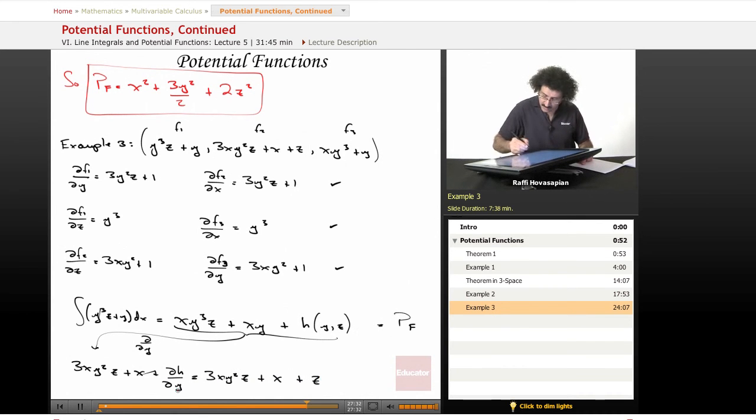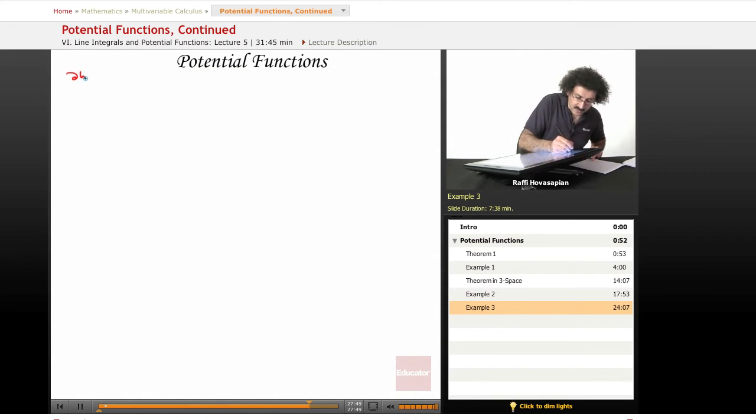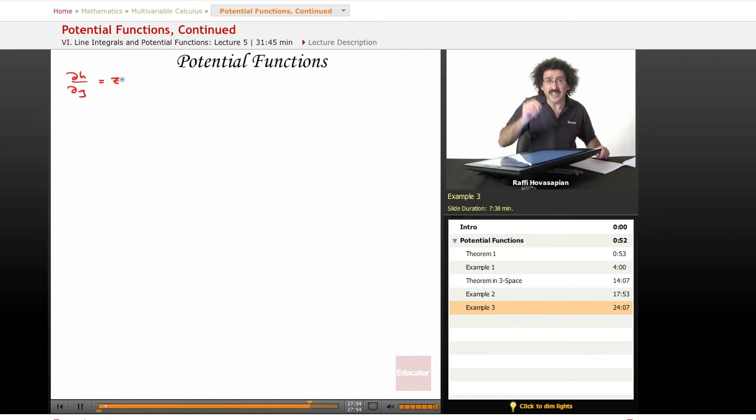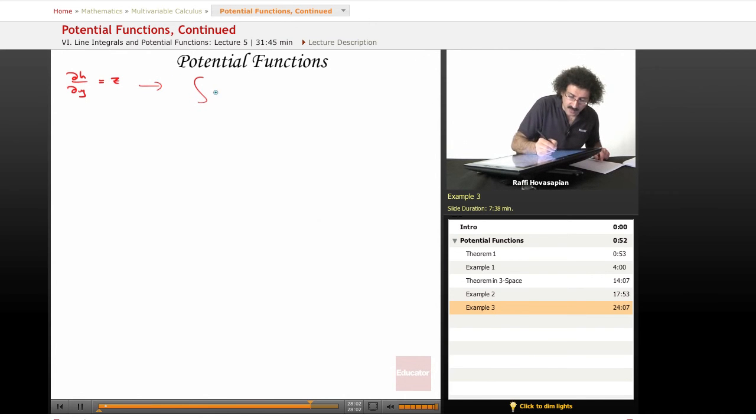Therefore, that is equal to that, because this is this, and so we have these two equal to each other. So dh dy equals z. So now I'm going to integrate this with respect to y, because it's y here. So h is equal to the integral of z with respect to y.